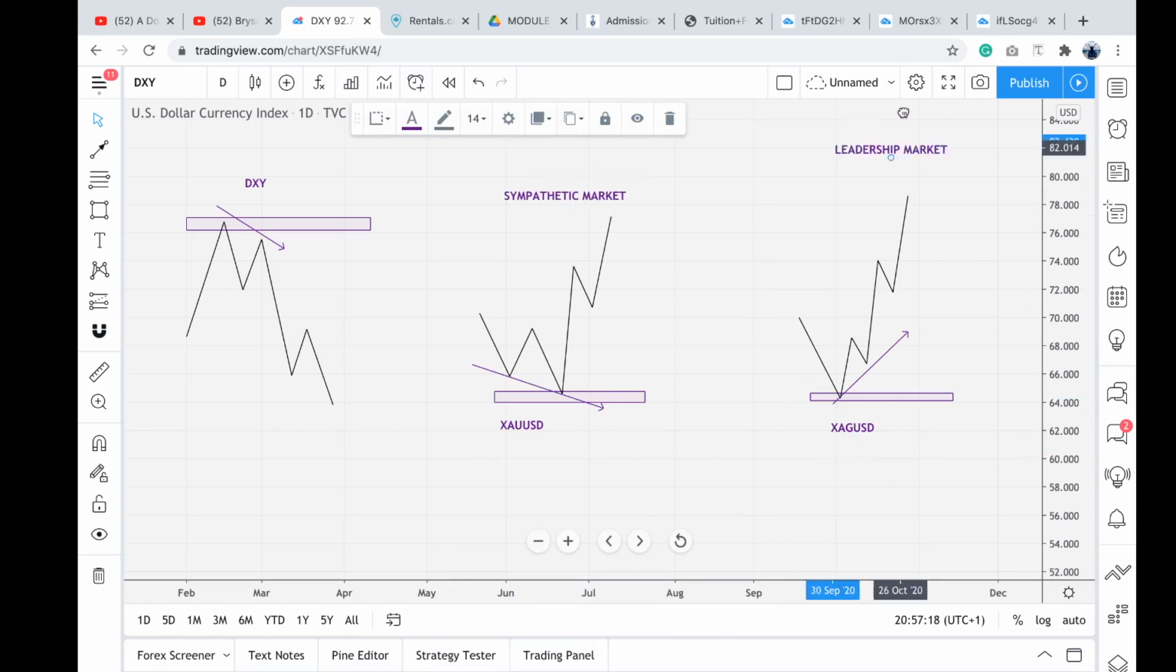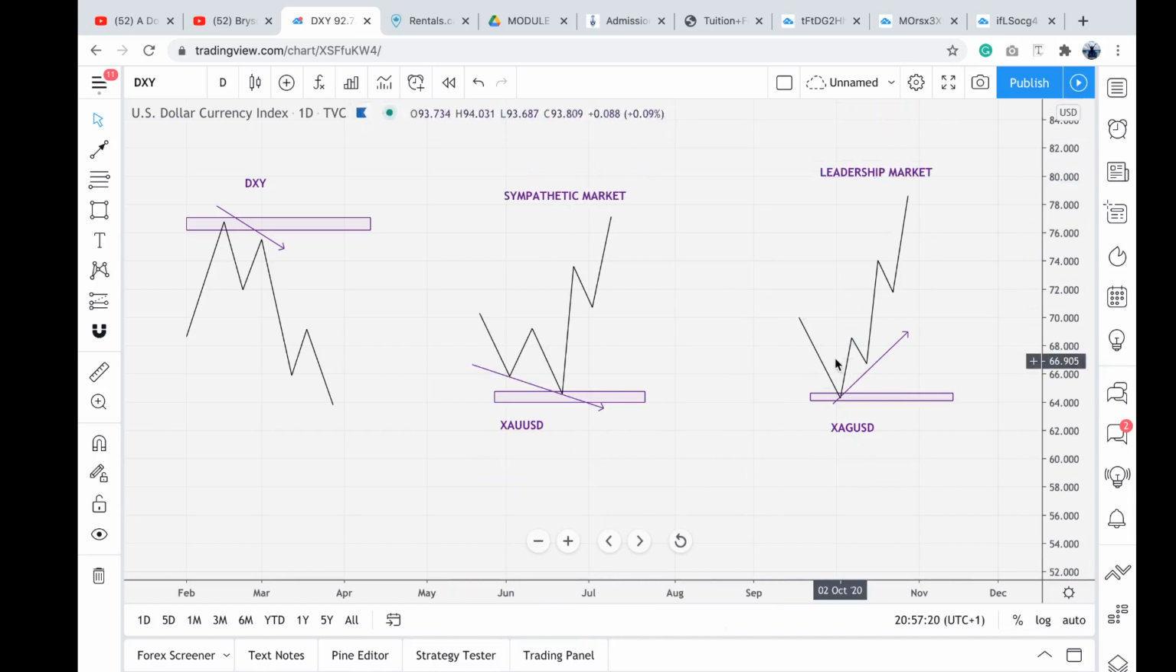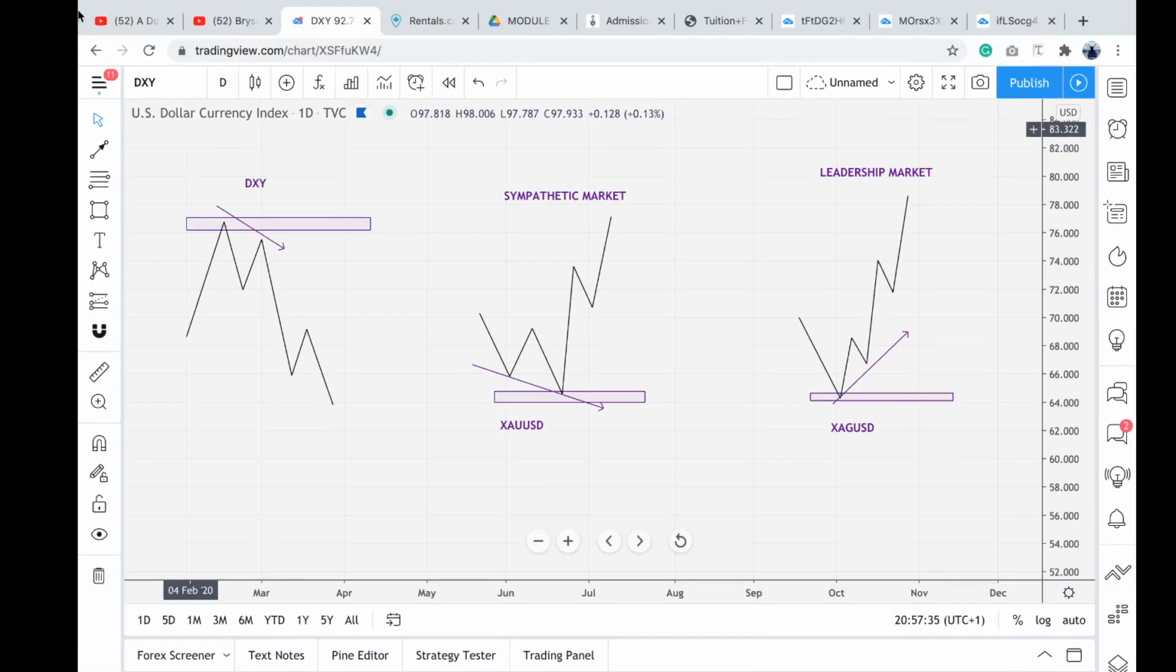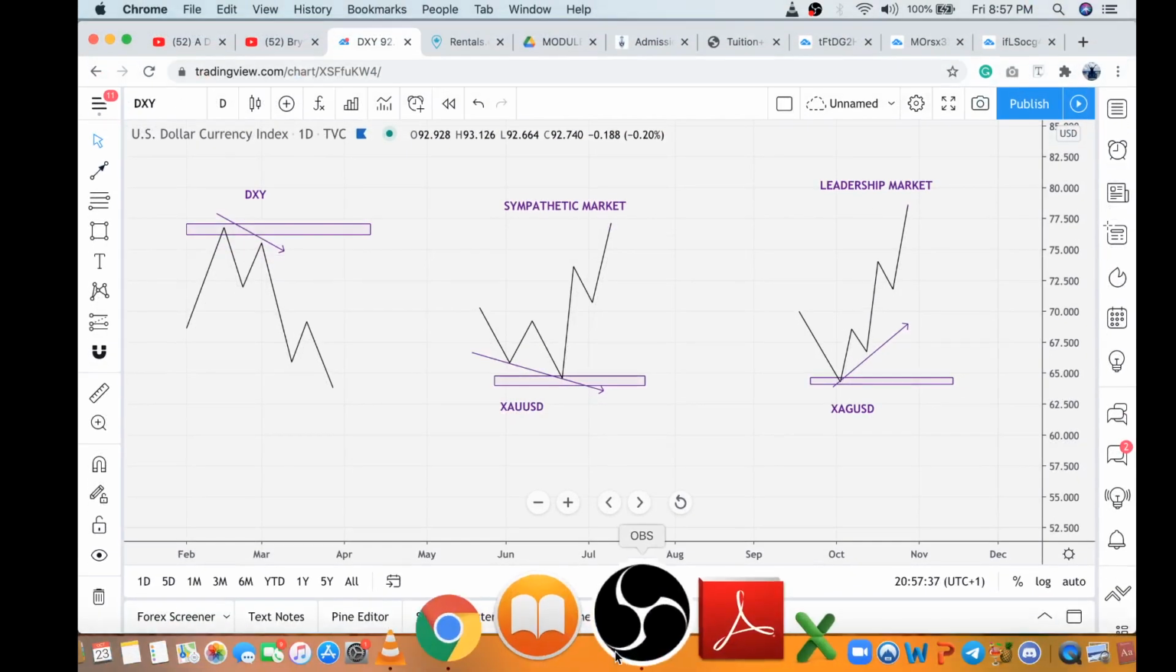This becomes the leadership market, and this is the currency you want to go long in, because this is the currency that's going to have fewer spikes to the downside. It's going to be easier to trade. I'm going to show you an example shortly. So that's the currency you want to go long in.